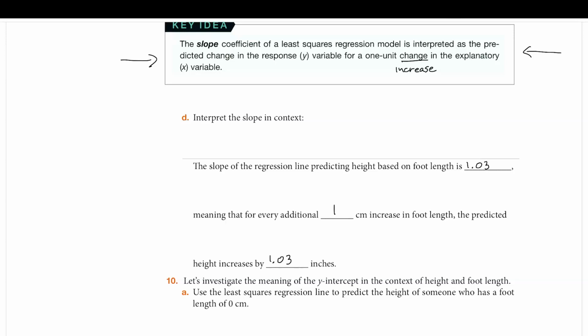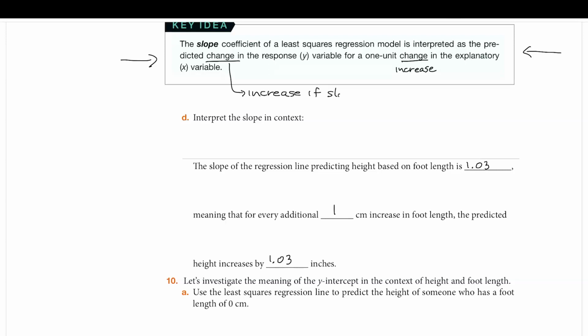In this middle blank, that's always a 1. Every additional 1 unit, whatever that is for your explanatory variable, 1 unit increase in explanatory, and then the last blank there is always filled in with the slope value. So the slope tells you by how much the predicted value of the response should change when the explanatory variable increases by 1.